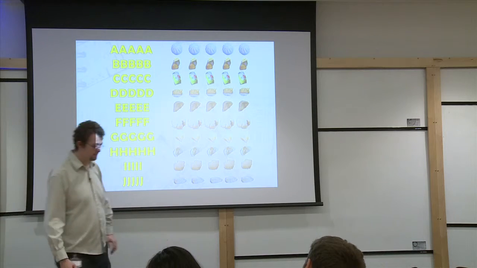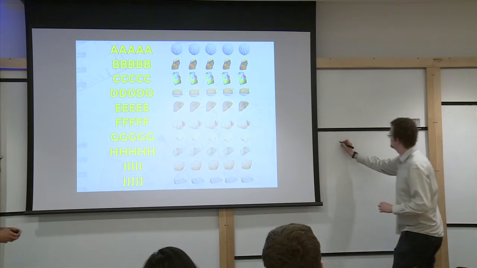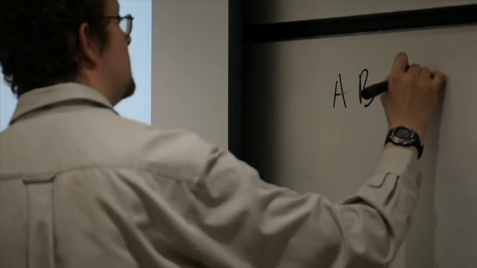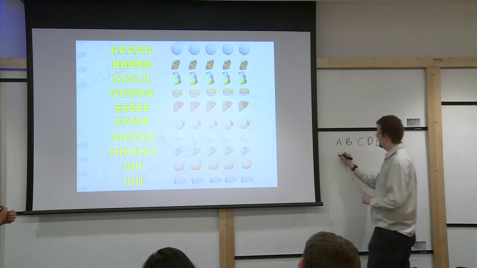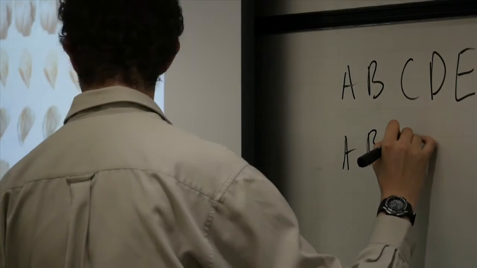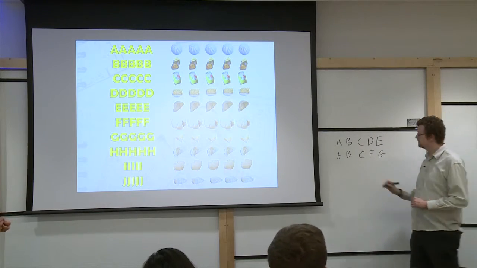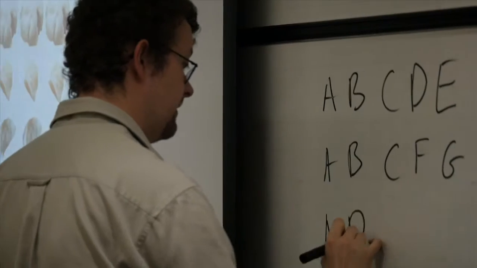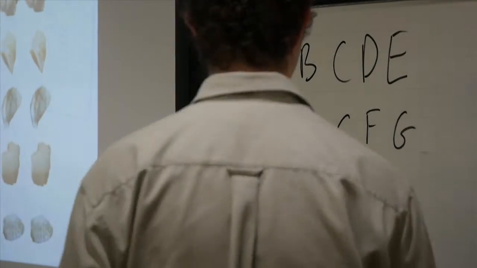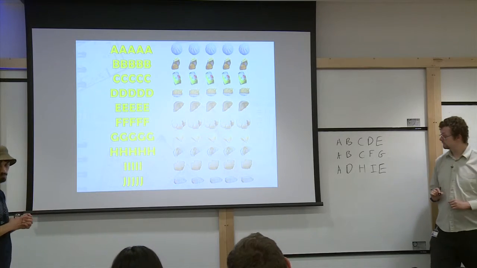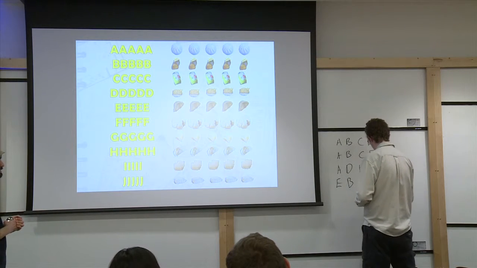Let's try it anyway. Okay, Kim, tell us your 4 plates. A, B, C, D, E. All right. Okay, so A, B, C, D, and E. A, B, C, F, G. C, F, G. A, D, E, H, I. A, D, H, I, E. E, B, D, F, and I.